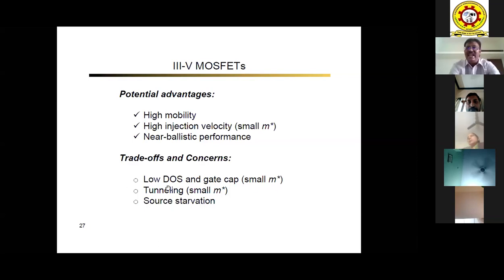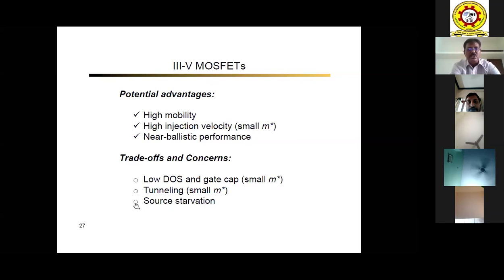Then tunneling. Tunneling is a good parameter as well as bad. It depends on how you are looking into it. When I'm talking about gate tunneling, meaning the electrons are tunneling through the gate because the thickness of the oxide is too small, then that tunneling is actually not the needed tunneling. But if the carrier is tunneling from the valence band of the source to the conduction band of the intrinsic material and it's reaching the drain, that tunneling is the needed tunneling. So it depends on what kind of tunneling we're talking about.